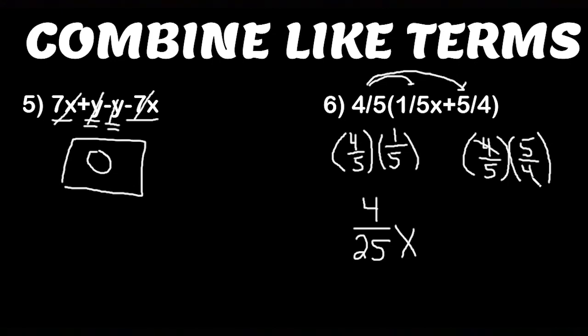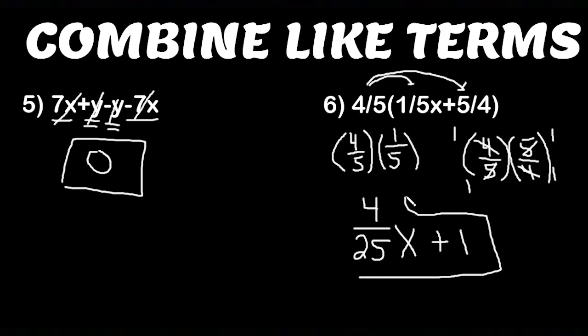Cross-reducing, I see that 4 goes into itself 1 time. Same thing here, 1 time. 5 goes into itself 1 time. 1 time here as well. You can see that I'm left with positive 1. So I put plus 1 here. Okay, and that's it. Nothing else I can do there. I don't have any more like terms. That problem is now complete.